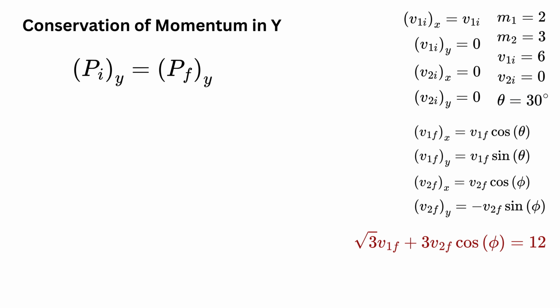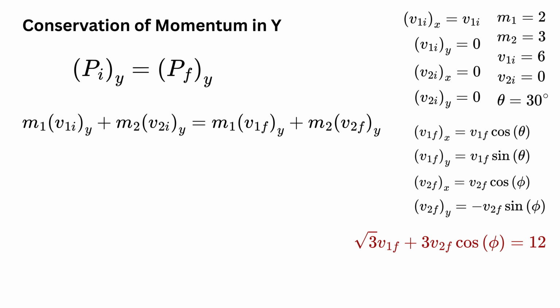Similarly, when we conserve the momentum in the vertical direction, we get this as the initial momentum in y direction equals this as the final momentum in the y direction. We have simply replaced x with y here. We don't have any initial velocity in the y direction, so this side will be equal to 0.